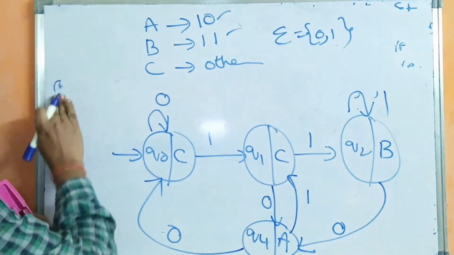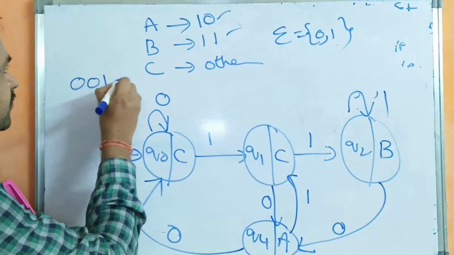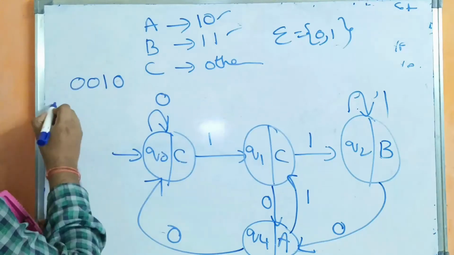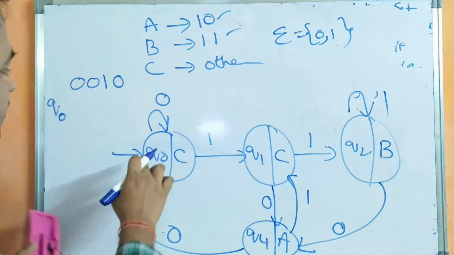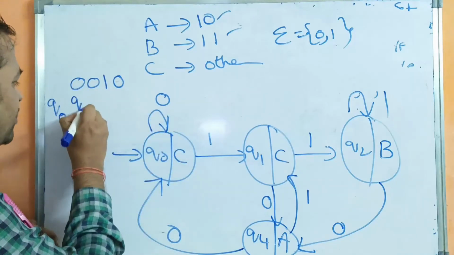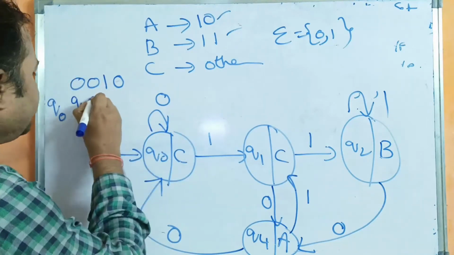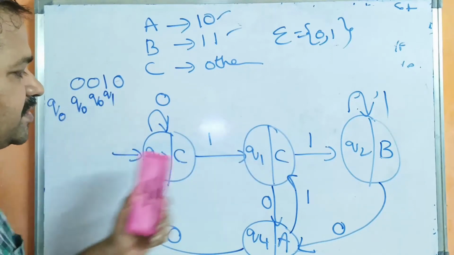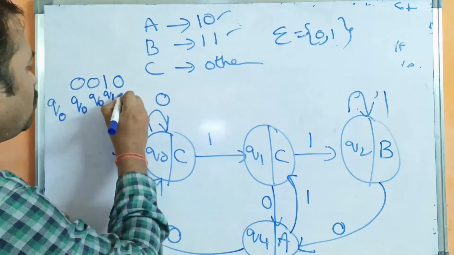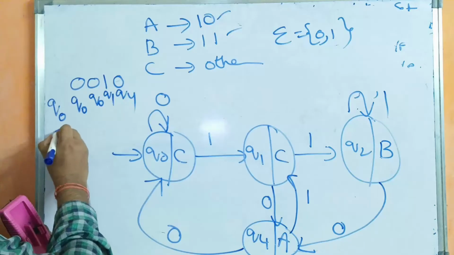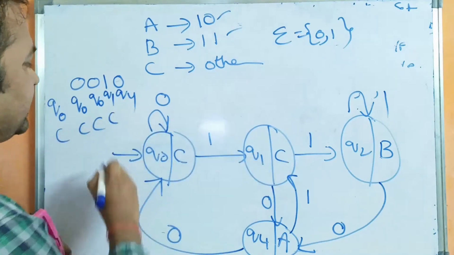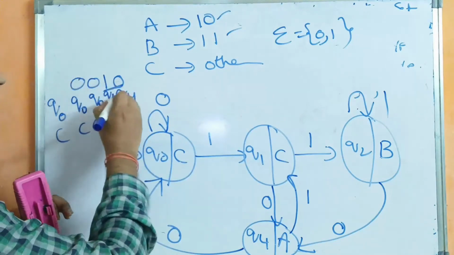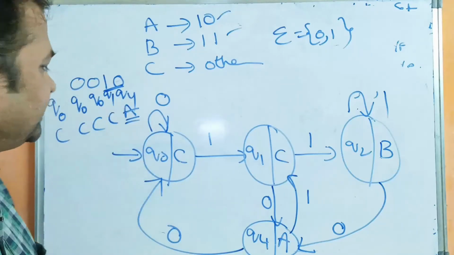Let we have a string like this, 0, 0, 1, 0. Here the string is ending with 1, 0, so it has to produce A as the output. Initially we will be at Q0 state. Q0 on 0 means we will be at Q0 only. Next Q0 on 0 means we will be at Q0 only. Next Q0 on 1 means we will go to Q1. Next Q1 on 0 means we will go to Q4. What is the output of Q0? C, C, C. What is the output of Q1? C. What is the output of Q4? A. So here we have the 1, 0 pattern. It is ending with 1, 0, so that's why we are getting A as the output.